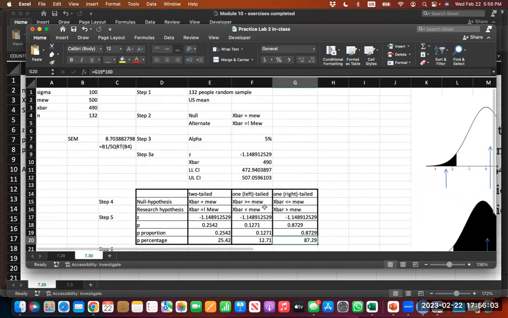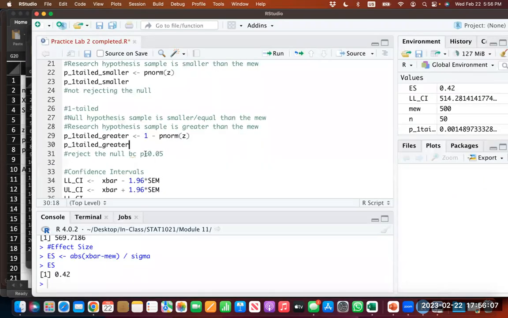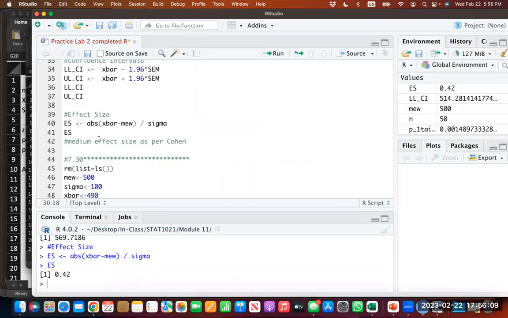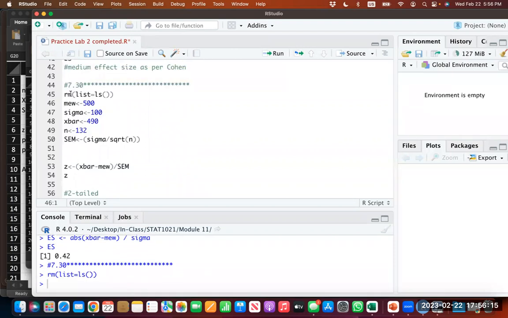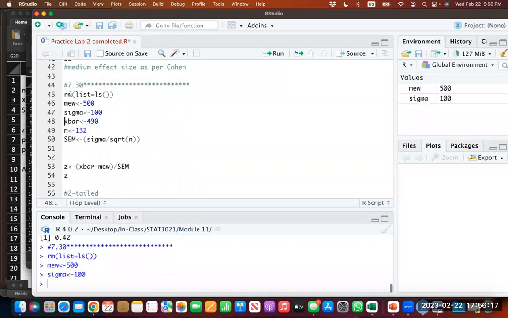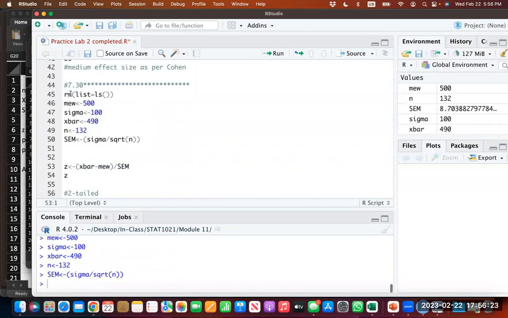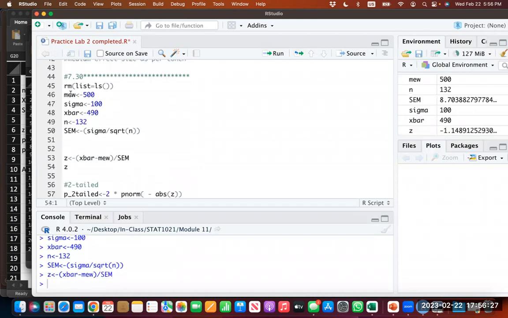Same example, we did it already in last class. Now we're going to bring it into R. We have here the same list of entries with mu, sigma, x bar, n. Gives us exactly those 4. It's the same calculation. SM is here 8.7. Z is calculated as minus 1.14.